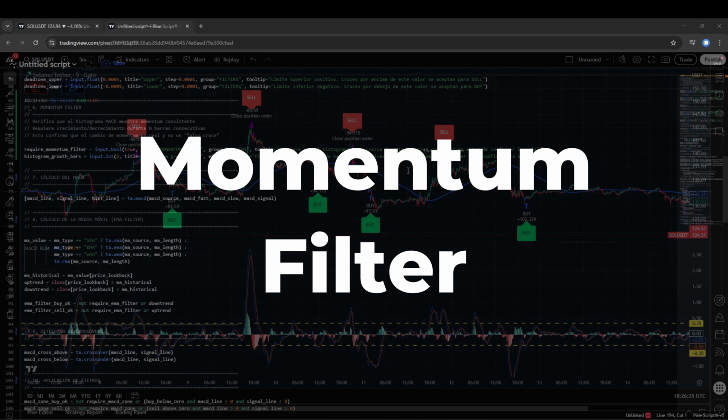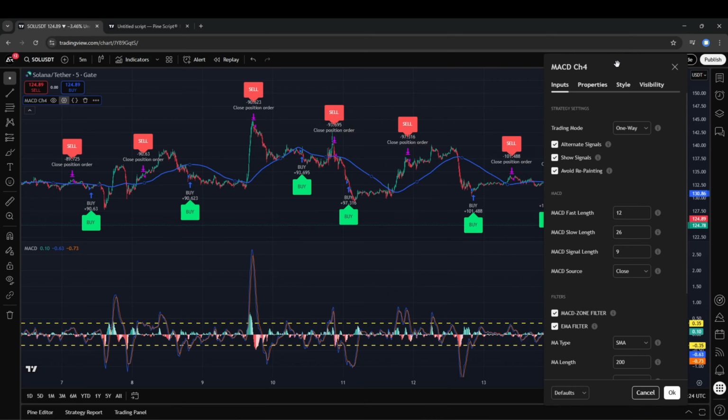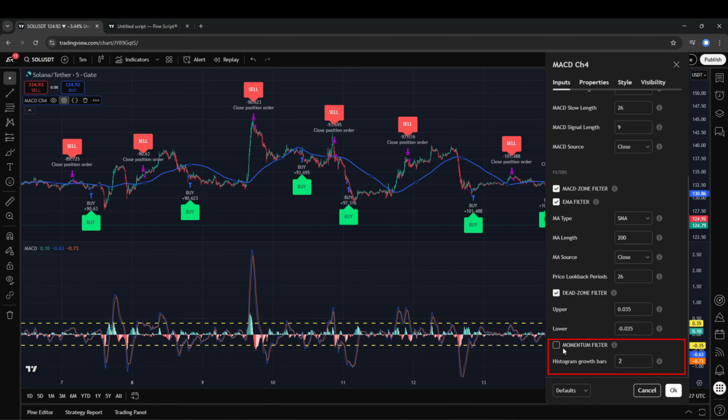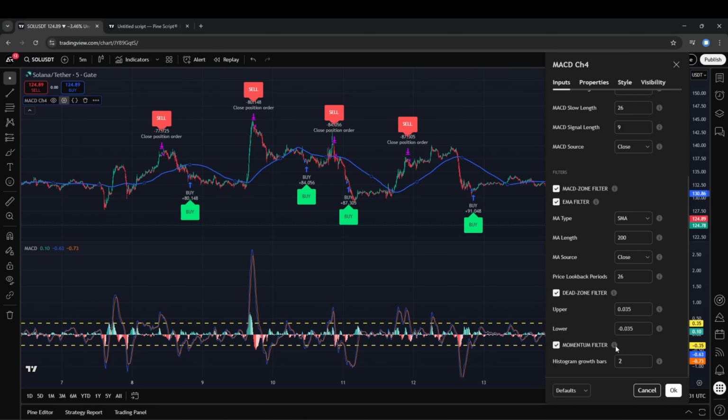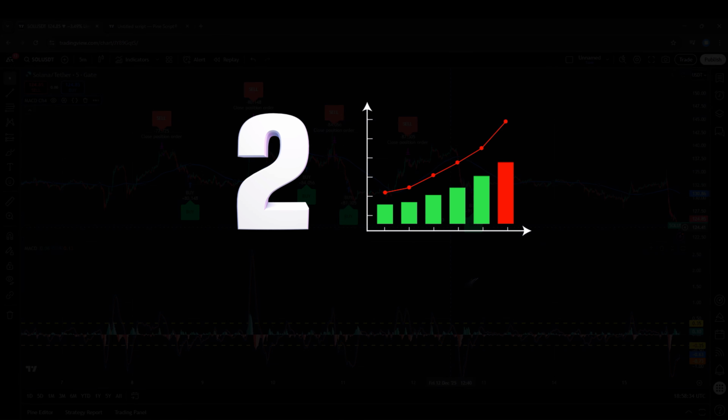Now, we add the momentum filter. This filter checks histogram strength. Buy signals require the histogram to grow for consecutive bars. Sell signals require the histogram to decrease for consecutive bars. By default, we use 2 bars to confirm momentum.